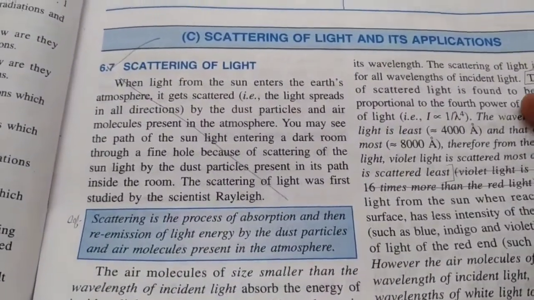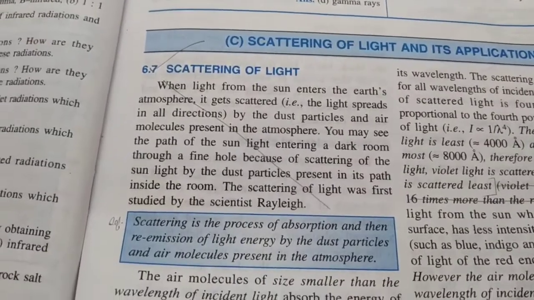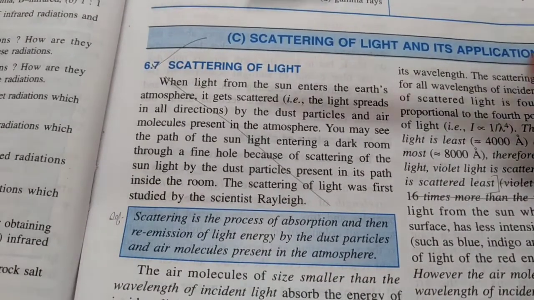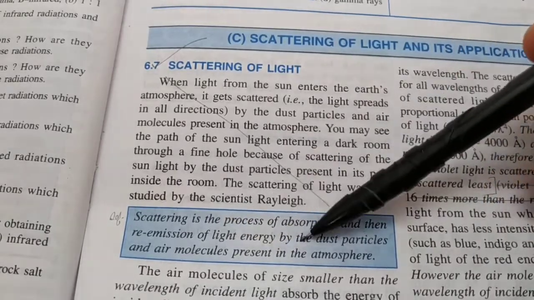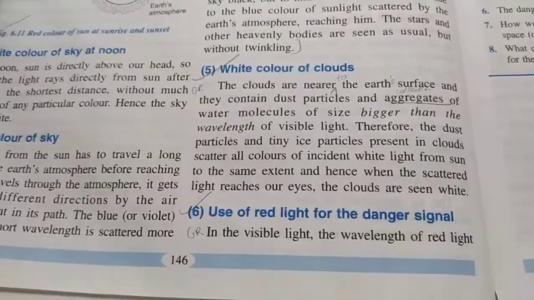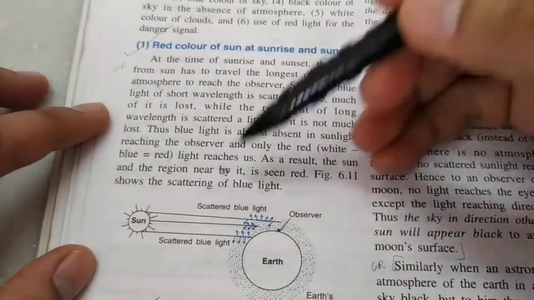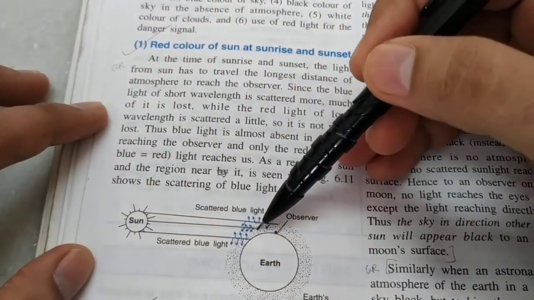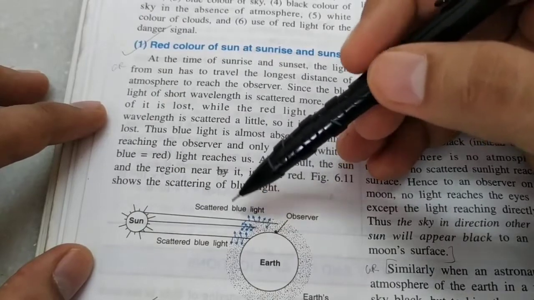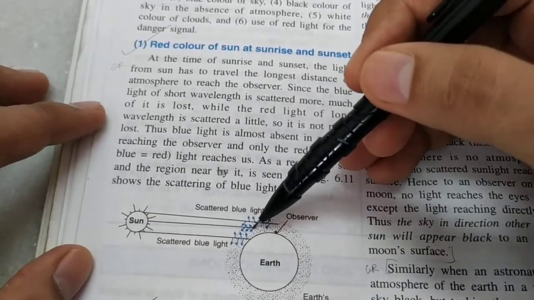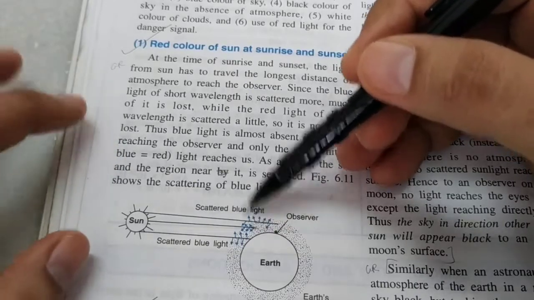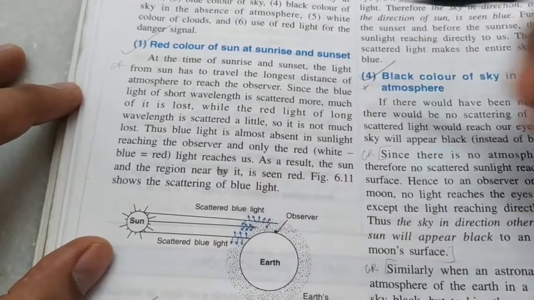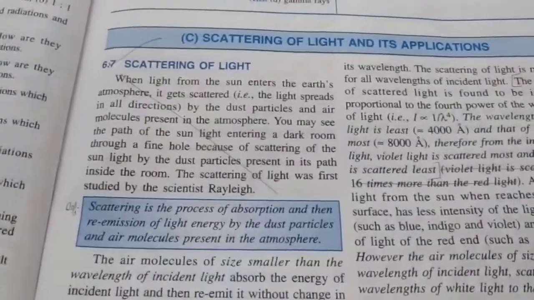Finally, scattering of light, which I've already introduced you to. Scattering is a process of absorption and then re-emission of light energy by the dust particles and air molecules present in the atmosphere. So, if you see here, the rays of light are scattered by the dust particles and the air molecules. Don't think of it as a reflection, no. What's happening is the dust particles and air molecules first of all absorb the light, and after a split second they re-emit the light. This is called scattering. And which color is scattered the most? Violet.